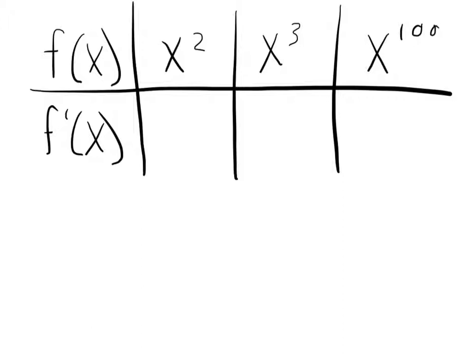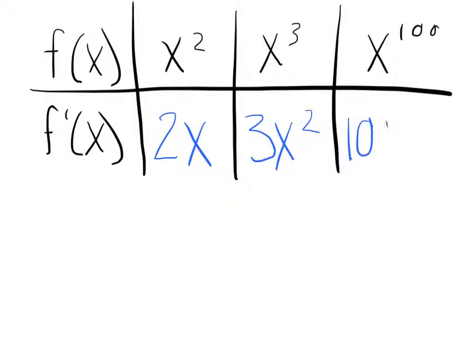Here are some more examples. In this one, we take the 2 down, and by subtracting 1, the power is just 1, therefore the derivative is 2x. Here, we take the 3, multiply by the x, and subtract 1, making it 3x squared. We can keep doing this even with powers as high as 100, making this 100x to the 99th.